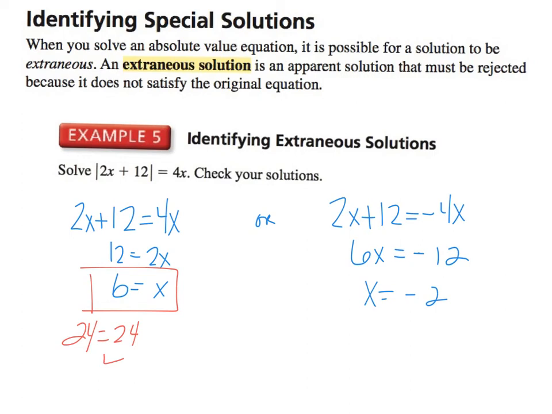Let's plug in negative 2. 2 multiplied by negative 2 is negative 4. Plus 12 is 8. Negative 2 times 4 is negative 8. That does not work. Therefore, x equals negative 2 is not your answer. Therefore, 6 is the only answer, because negative 2 is an extraneous solution.